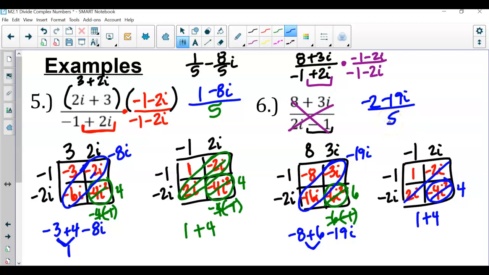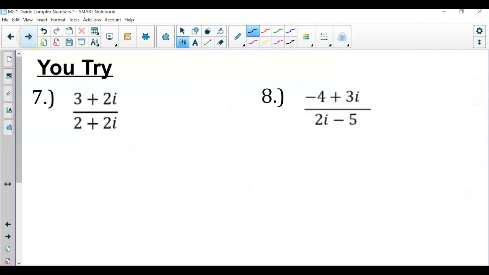So again, multiplying by the conjugate, but make sure that your denominator is in standard form. Then if you want to continue and practice writing your answer, you could also write this as -2/5 minus 19/5 i. So now go ahead and pause the video and try these two on your own.